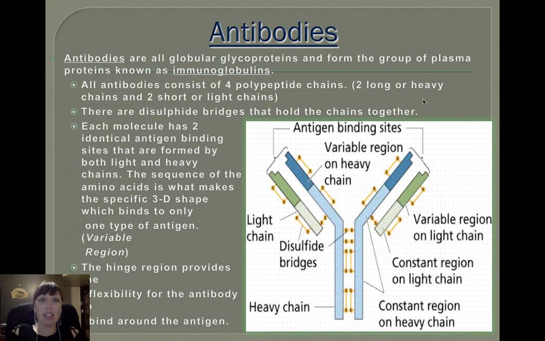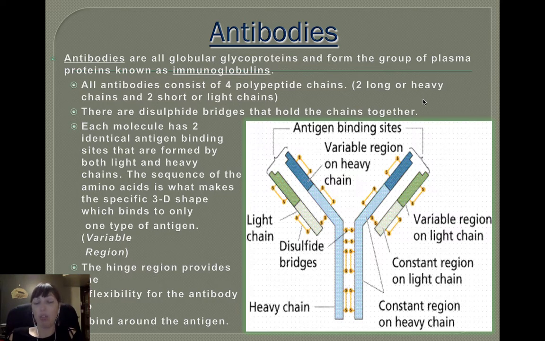Okay, so this brings us to antibodies. Antibodies are all globular glycoproteins and form the group of plasma proteins known as immunoglobulins. All antibodies consist of 4 polypeptide chains, 2 long or heavy chains and 2 short or light chains. There are disulfide bridges that hold the chains together. Each molecule has 2 identical antigen binding sites that are formed by both light and heavy chains. The sequence of the amino acids is what makes the specific 3D shape, which binds only to one type of antigen. The hinge region provides the flexibility for the antibody to bind around the antigen.